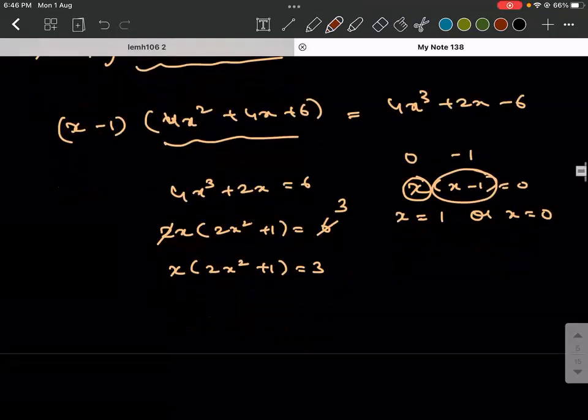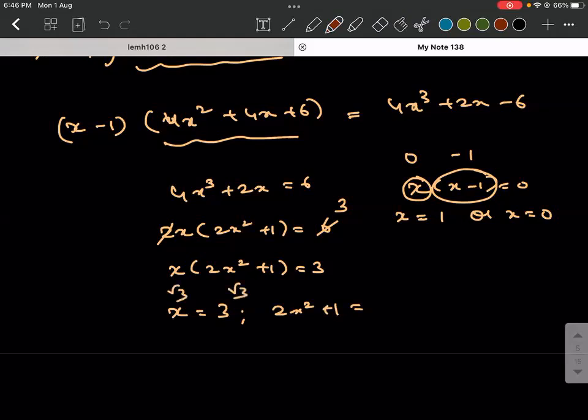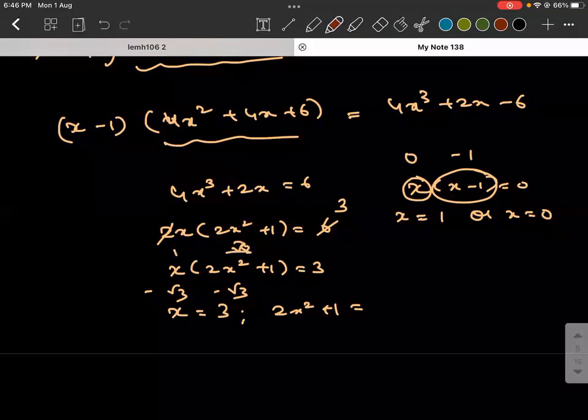Okay, but you took x is equal to 3 and 2x square plus 1 is 3, because this can be root 3 and root 3. This can be minus root 3 and minus root 3. Who knows? This can be 1, this can be 3. When the right hand side is not 0, you should not follow this method.